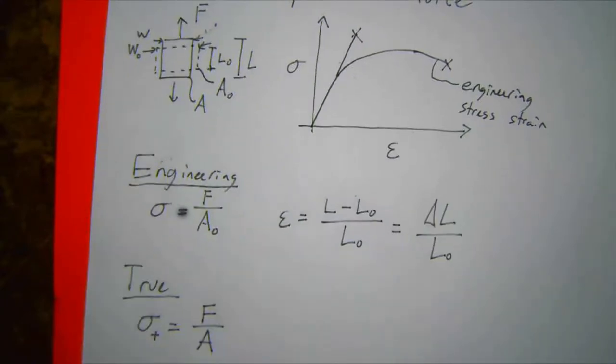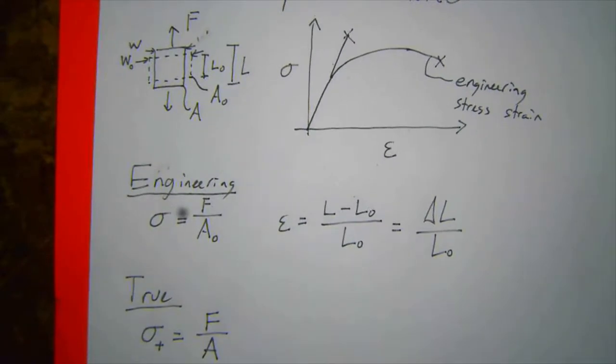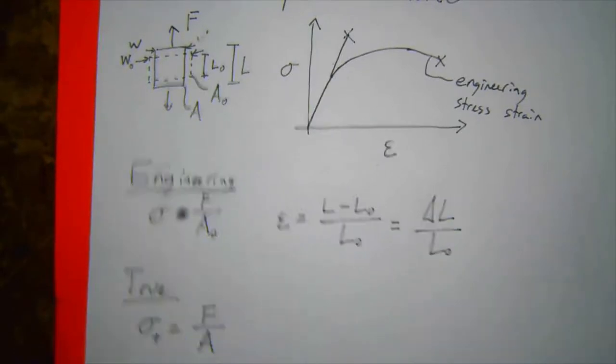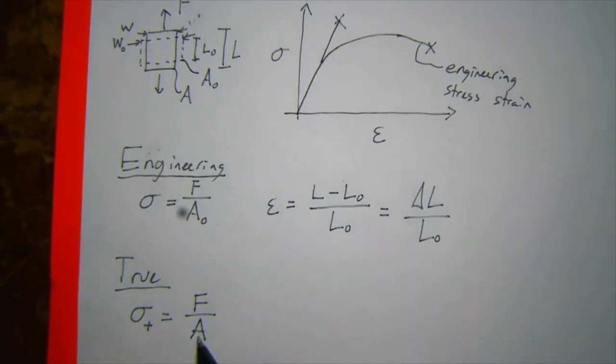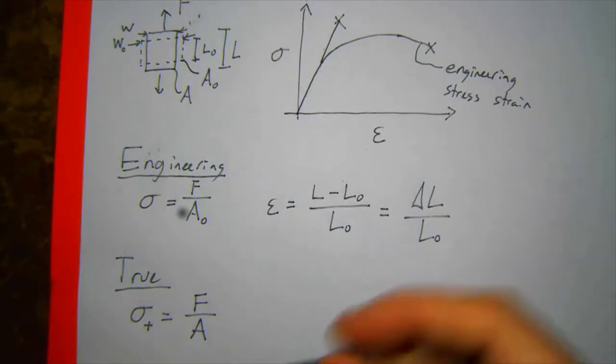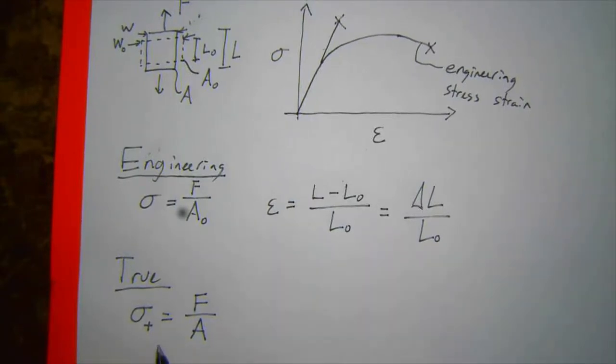My true stress, however, if I start getting, say, a necked region in the middle of the sample, all of a sudden the true stress in that region is changing because the area is changing in that section, and it's not changing uniformly across the part. So the true stress is no longer uniformly distributed in there. And with a similar idea, I can define my true strain now.